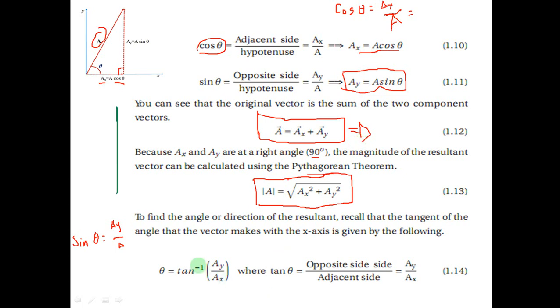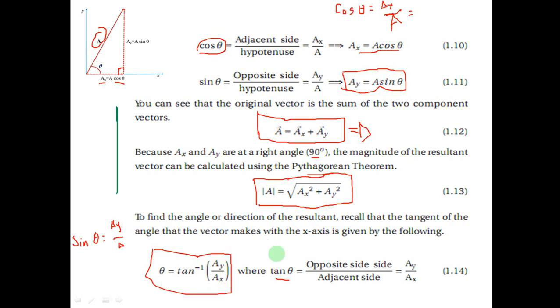Here, what will be the direction? The direction is calculated using tan theta. As I told you before, tan theta equals the opposite side over the adjacent side. The opposite side of theta is Ay, and the adjacent is the horizontal one, the x component, which is Ax. So tan theta equals Ay over Ax, and theta equals tan inverse of Ay over Ax.